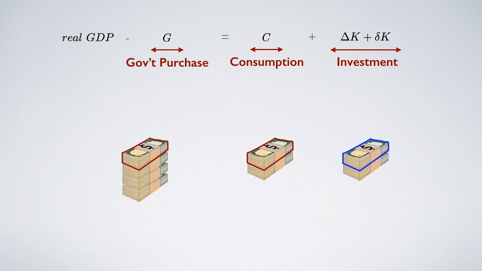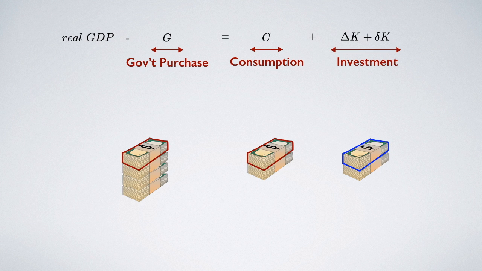Now we move government purchase to the left-hand side, so that we have real GDP minus government purchase, which represents all the households' income net of government purchase. And this income net of government purchase, we know that it can be used only for consumption and for investment. Here we don't have bonds because we sum all households' budget constraints together.